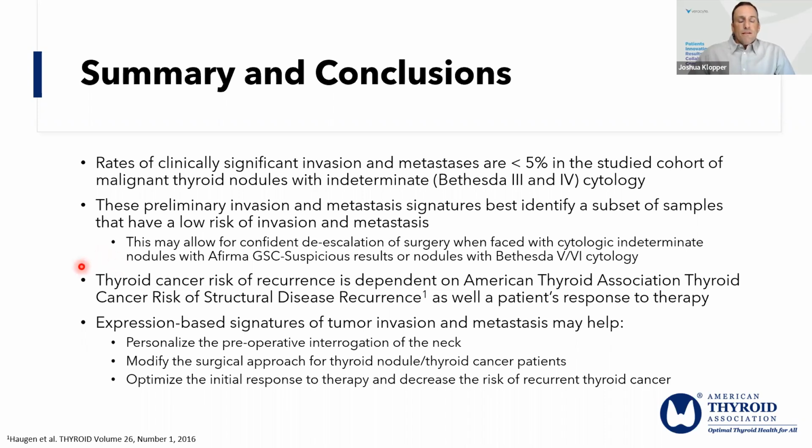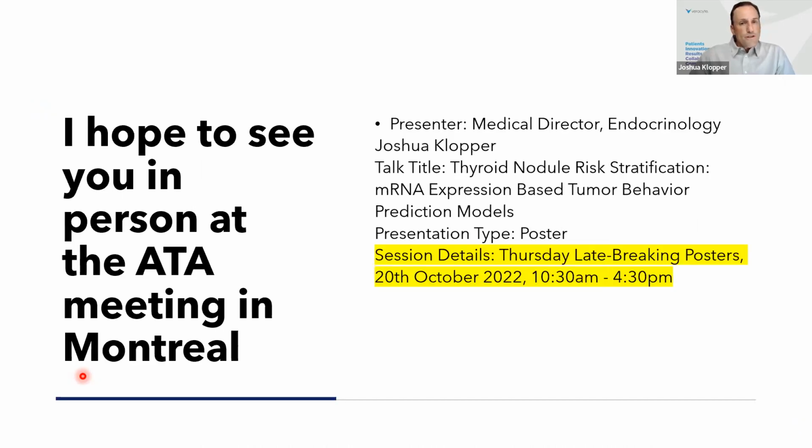Thyroid cancer risk of recurrence does depend on these factors, such as invasion and metastases, but of course, the patient's response to therapy will be the ultimate indicator of whether there's going to be structural recurrent disease. And so expression-based signatures of tumor invasion and metastases may help personalize the preoperative interrogation of the neck, modify the surgical approach for those patients with thyroid nodules, and optimize the initial response to therapy to decrease the risk of recurrent thyroid cancer.